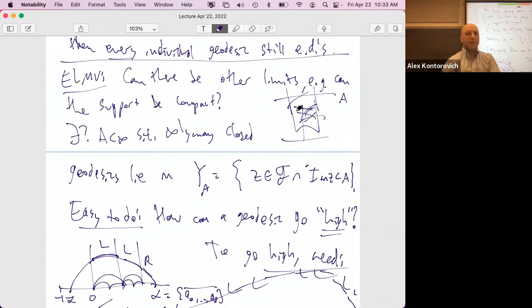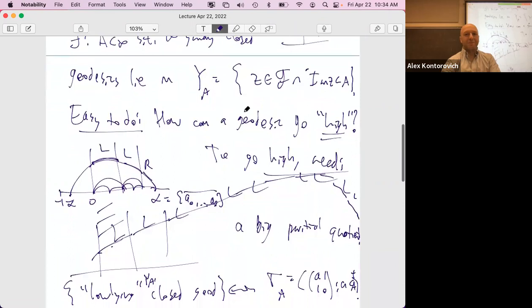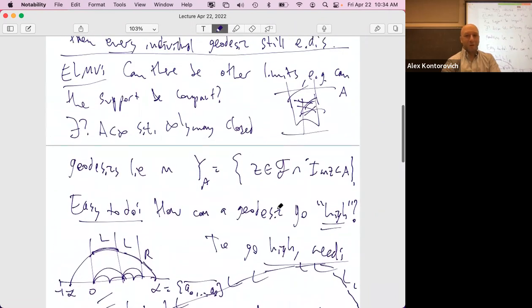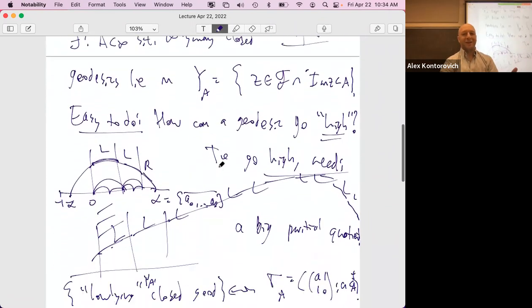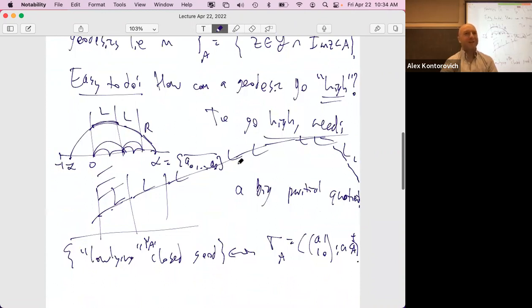In other words, if all the geodesics you're producing here are lying below A, you're not going to get any support. Whatever the limiting measure is is going to have no support up here, so it's not going to be Haar measure. You're sort of exploring measures positively. Exactly, possible limiting measures.